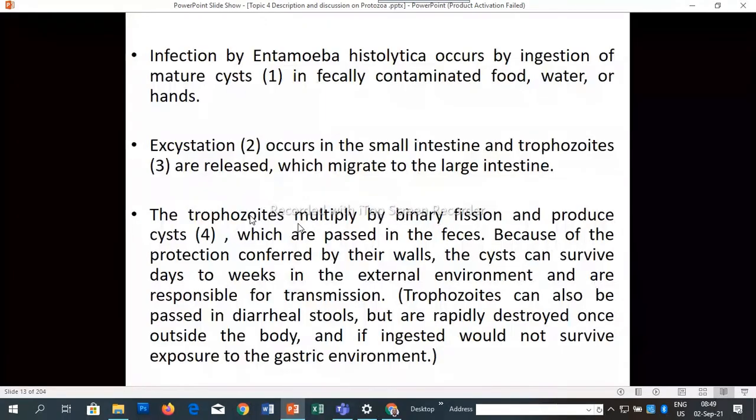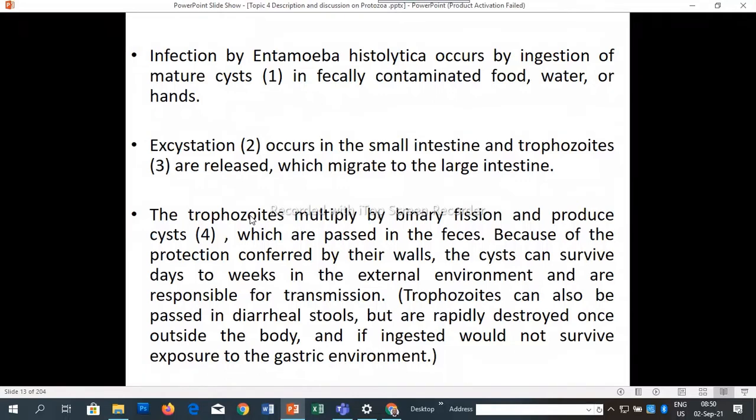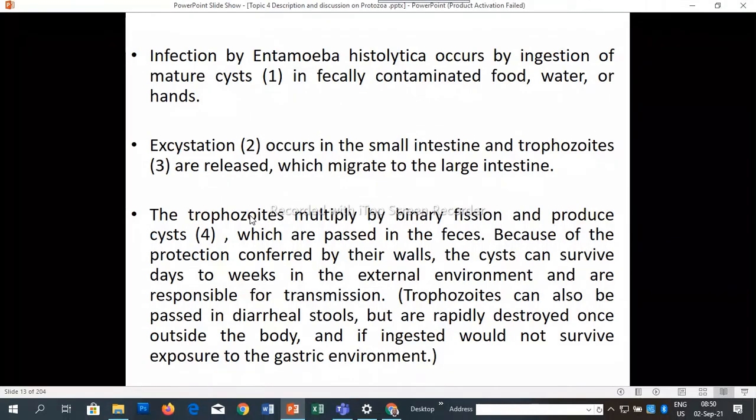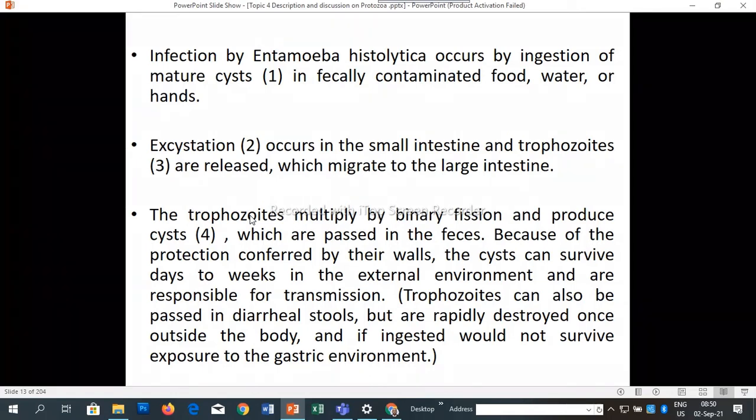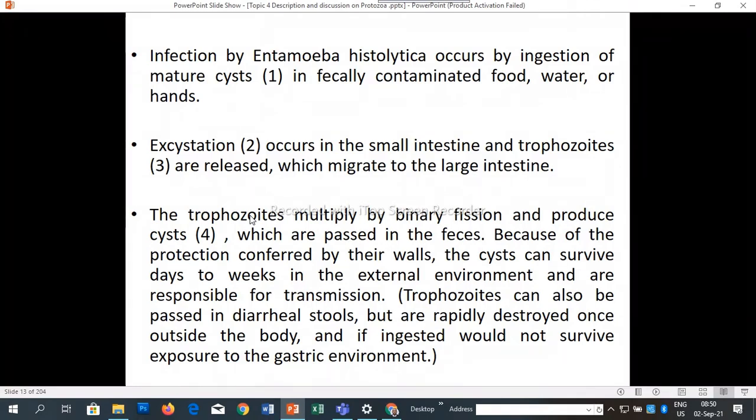Infection by Entamoeba histolytica occurs by ingestion of mature cysts in fecally contaminated food, water, or hands. Excystation occurs in the small intestine, and trophozoites are released and migrate to the large intestine. The trophozoites multiply by binary fission and produce cysts, which are passed in the feces. Because of the protection conferred by their wall, the cysts can survive days to weeks in the external environment and are responsible for transmission. Trophozoites can also be passed in diarrheal stool, but are rapidly destroyed once outside the body, and if ingested would not survive exposure to the gastric environment. So the infective stage is the cyst.